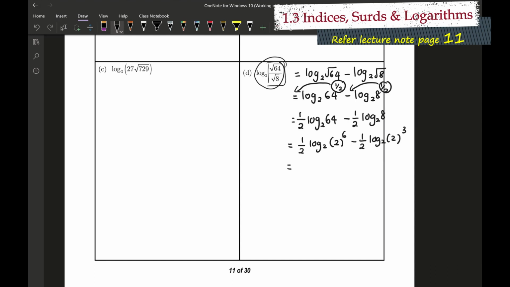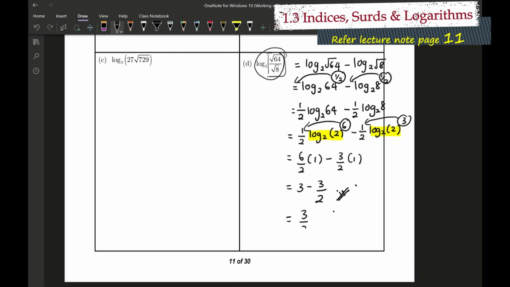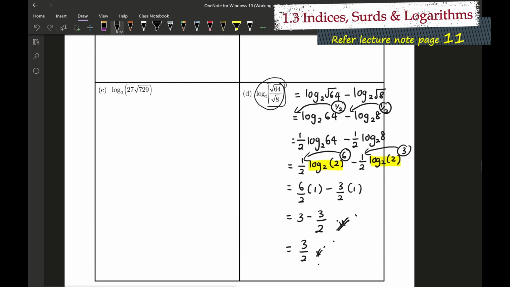Now, again, we can bring the power to the front. Drag it to the front to make your life easier. And this one, log 2 base 2, will become 1, right? So the final answer, when we bring 6 to the front, 6 over 2, this one will become 1, minus 3 over 2, 1 here. So what's the final answer? 3 minus 3 over 2. That's it. I'm sure you can. 3 over 2. That's it, the answer.